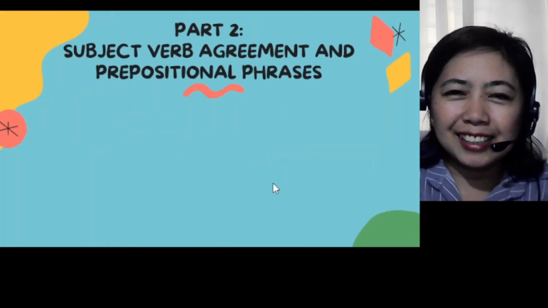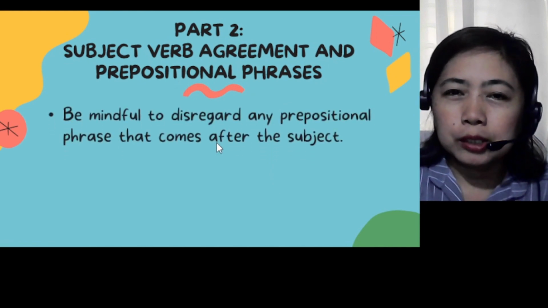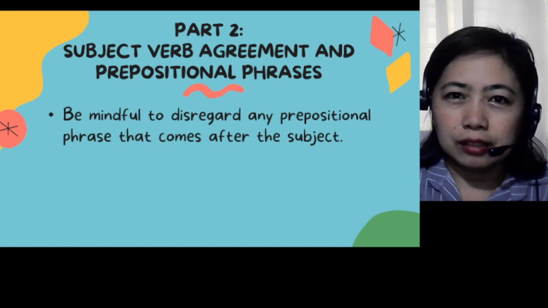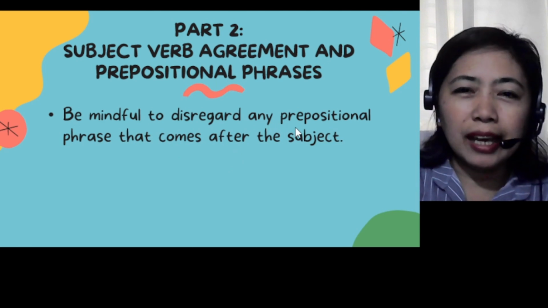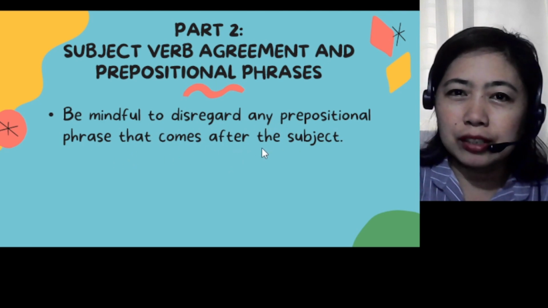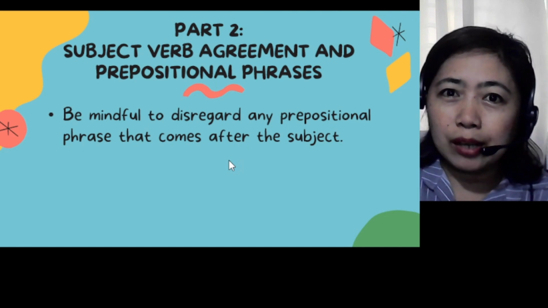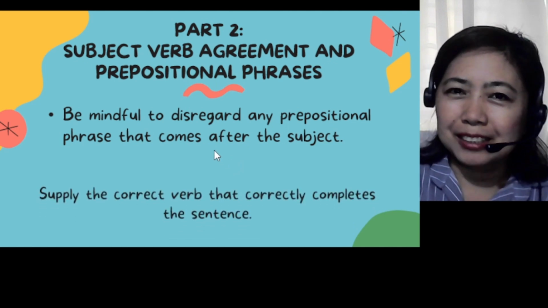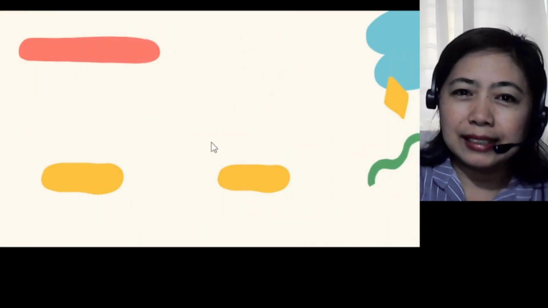Let's take a look at part 2, our subject-verb agreement with a preposition or prepositional phrase. A prepositional phrase always starts with a preposition, like in, at, on. Be mindful to disregard any prepositional phrase that comes after the subject. Don't get confused by the words before our noun; those are only adjectives. So only focus on the noun or the subject. Let's supply the correct verb to complete the statements.